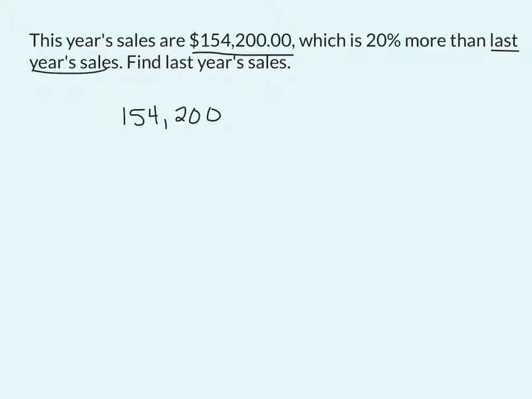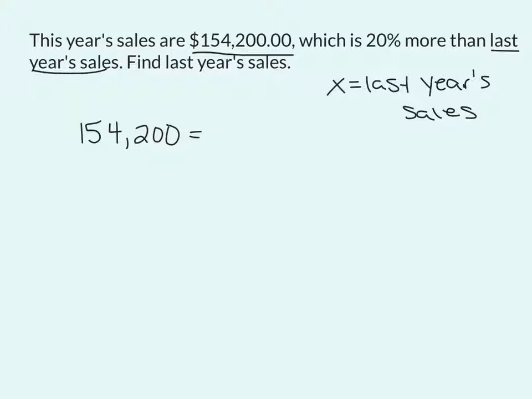So we're going to let last year's sales equal X. So we can write an equation that says that this year's sales, which is this value, equals last year's sales plus 20% of last year's sales. So we have 154,200 equals X plus 0.2 times X. And I just converted the 20% to 0.2 since that's what it is written as a decimal.